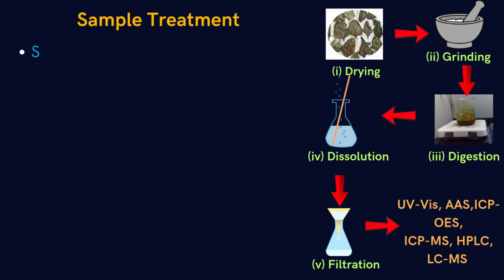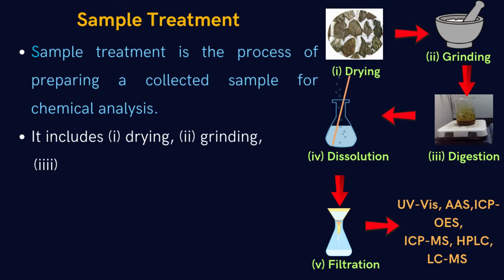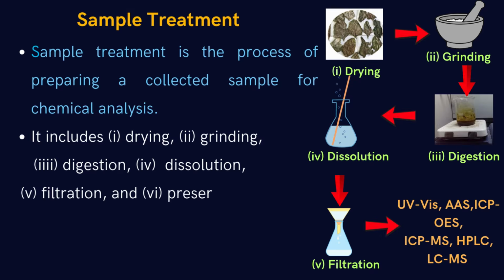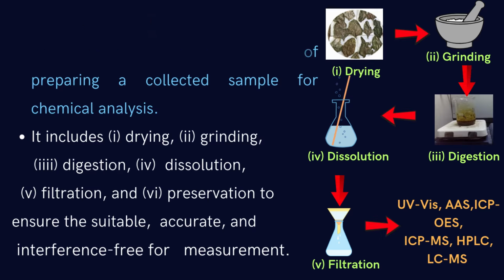Here, we will see how the sample treatment can be defined. Sample treatment is the process of preparing a collected sample for chemical analysis. It includes drying, grinding, digestion, dissolution, filtration, and preservation to ensure the sample becomes suitable, accurate, and interference-free for measurement.